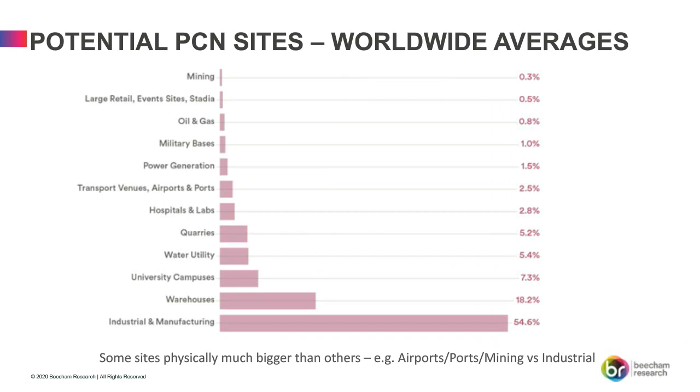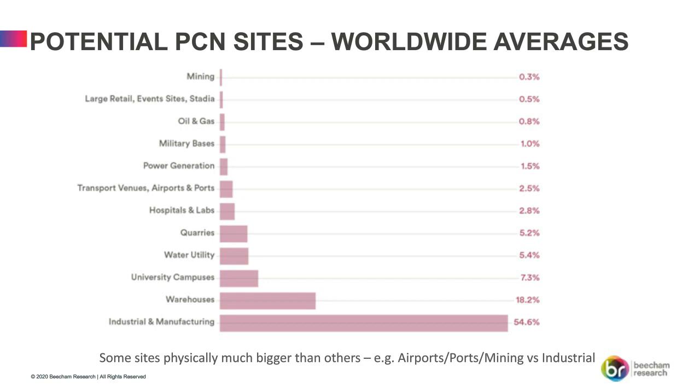And then taking that a little bit further, we have the number of sites worldwide for each of these segments. And this is a worldwide average. Obviously, it varies by region, but indeed by country. But this is a sort of average for worldwide. And this is number of sites. It's not individual connections. Obviously, the situation looks a little bit different if you look at it in terms of numbers of connections per site rather than sites. Some of these sites are very large, so airports, ports, mining, for example, can cover a very large area.